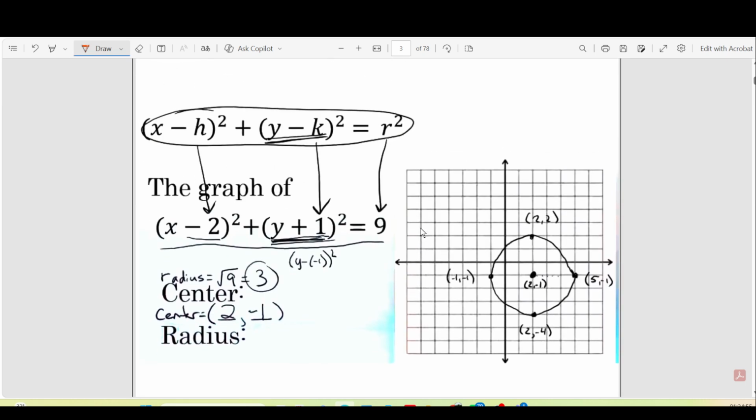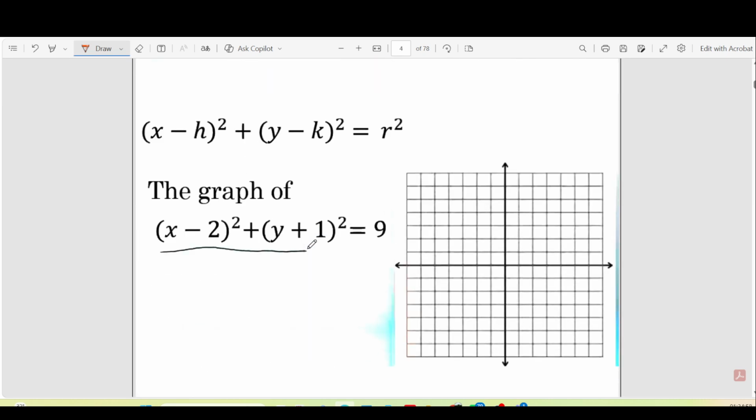Like here we have (x − 2)² + (y + 1)², right? So h and k represent the center of the circle, and r is the radius. If we equate this equation with the above equation, what is the center? Can you tell me the center coordinates by equating this with this and this with this? 2 comma negative 1, inside opposite. Exactly, 2 comma negative 1, because here we have negative.